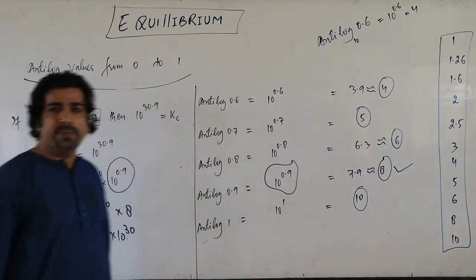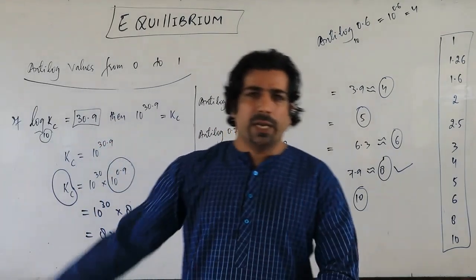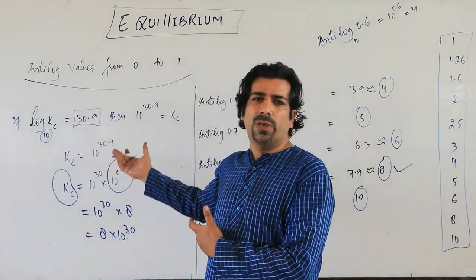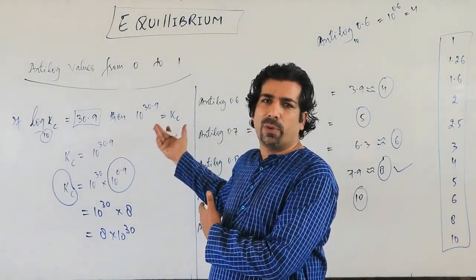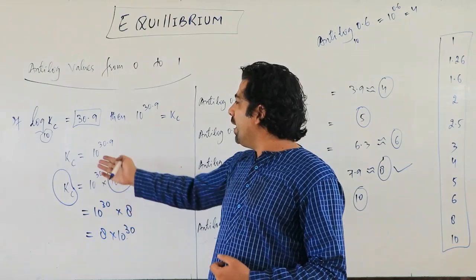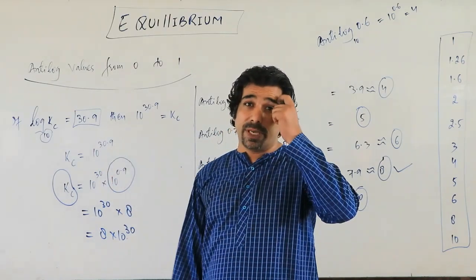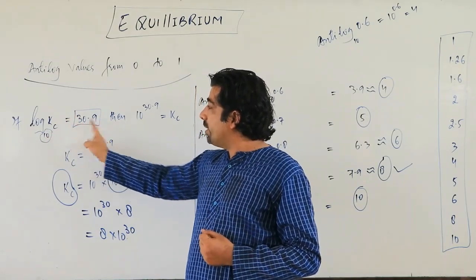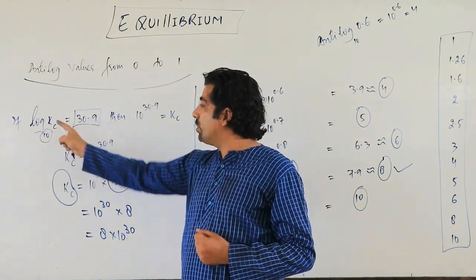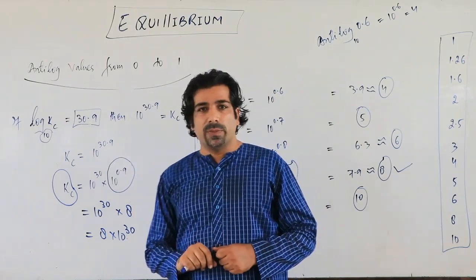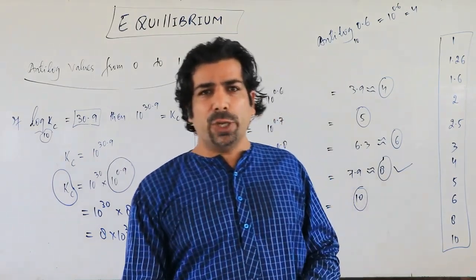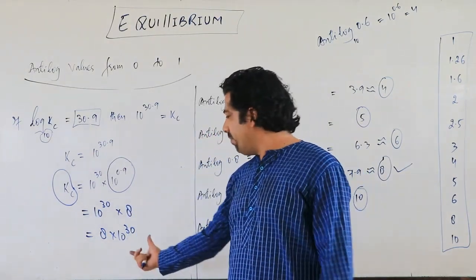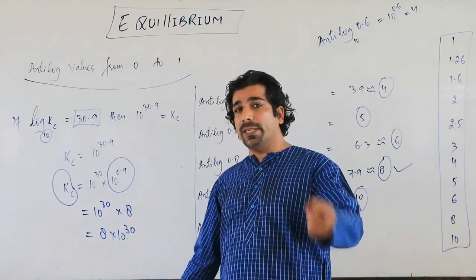This is simply how we are finding the Kc value, that is log Kc was equal to 30.9. So then I applied that expression: base raised power 30.9, that is 10 raised power 30.9, will be equal to Kc. So I solved this problem. Now we have to use antilog to get the same value. I can solve it through antilog also.